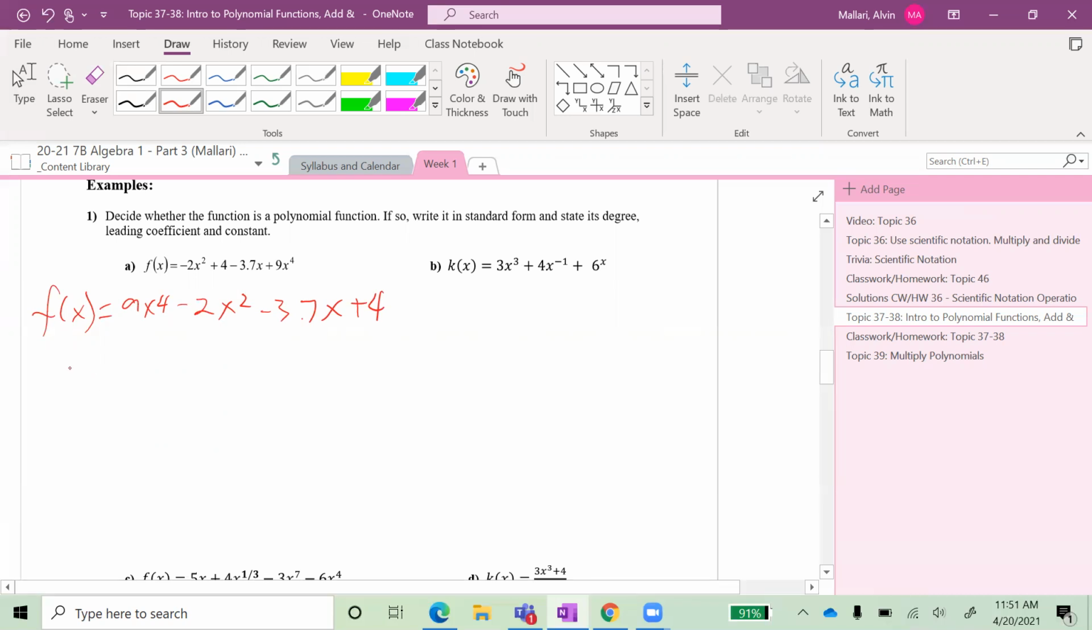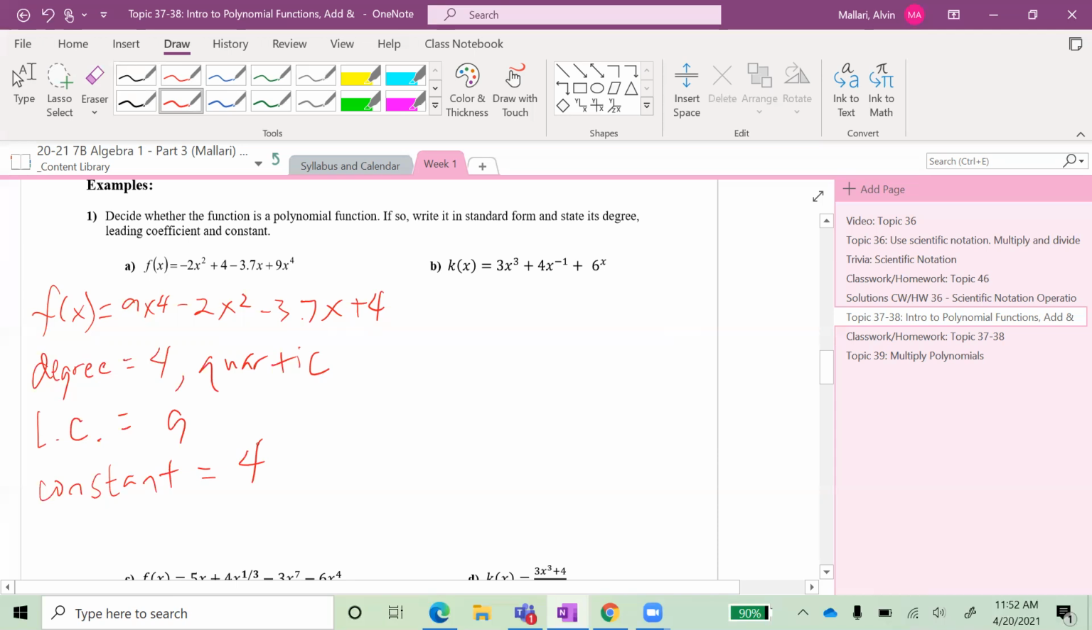Next, we're also tasked to state its degree. So the degree is 4, and it is called a quartic polynomial. All right. The leading coefficient will be the number in front of our leading term, which is 9. And then the constant term is the term that doesn't have a variable part, which is going to be 4.